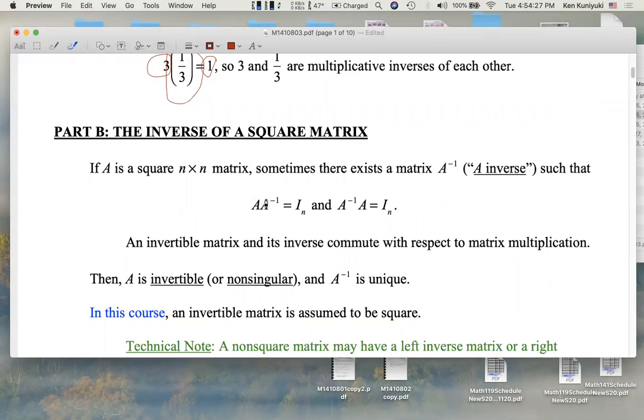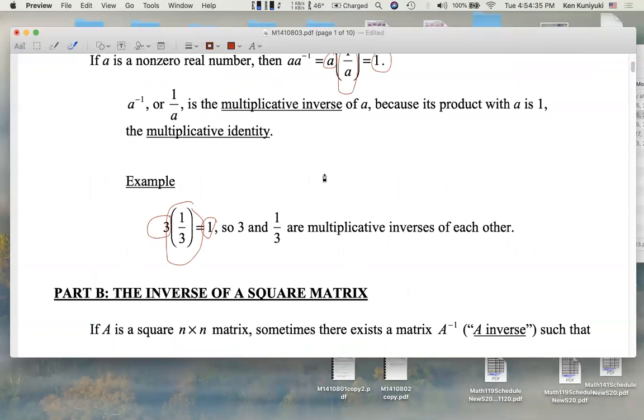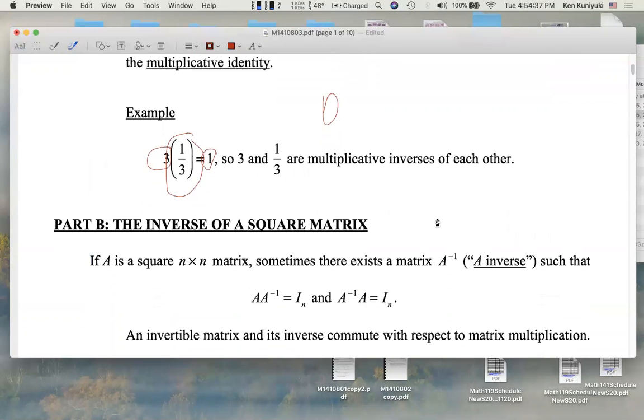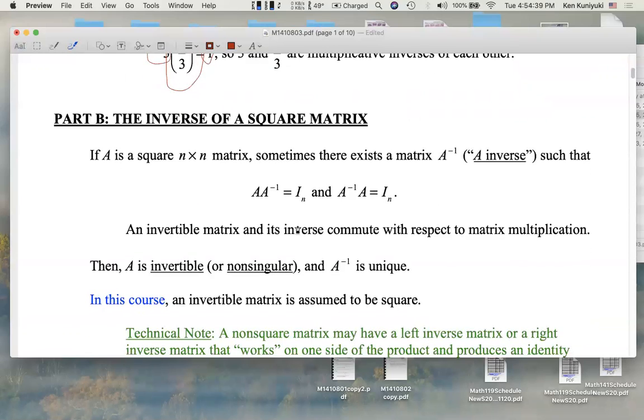Well, if A is a square n by n matrix, there sometimes exists a matrix A inverse. Remember up here, 0 did not have a multiplicative inverse. Some matrices don't have inverses. But if the matrix is invertible, then A times A inverse will give you the identity, which acts like 1 in the world of matrices. And also, the inverse commutes with the matrix. A inverse times A is the identity, like 1.